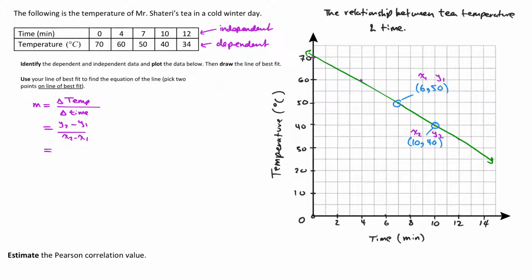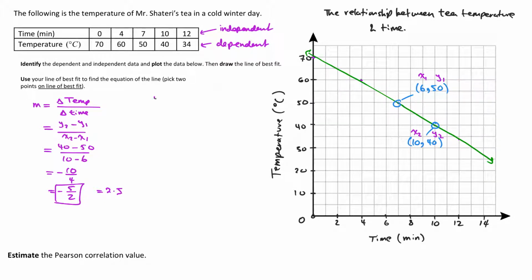In this case, my y2 is 40, my y1 is 50, and my x2 is 10, and my x1 is 6. So I get negative 10 over 4, which simplifies to negative 5 over 2. And I can keep this as a fraction in this case, or I can put it into 2.5. They're the exact same thing in this case. I like to keep things as fractions, so I'll keep that as negative 5 over 2.